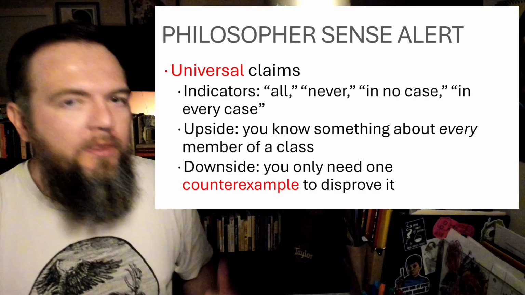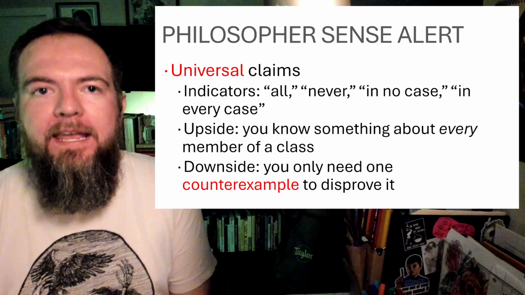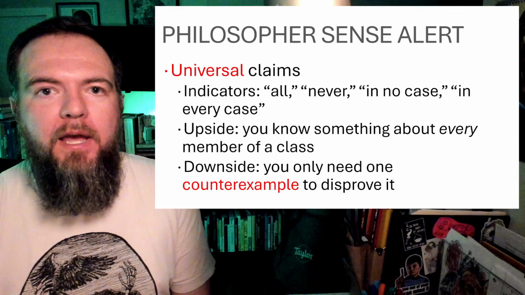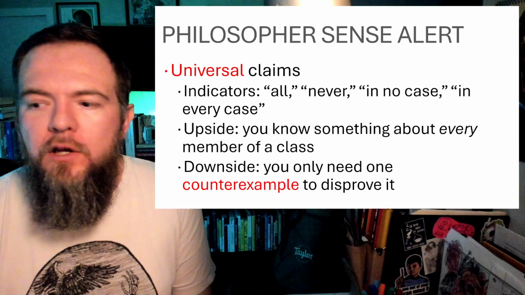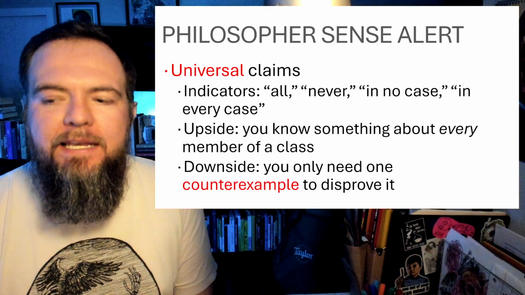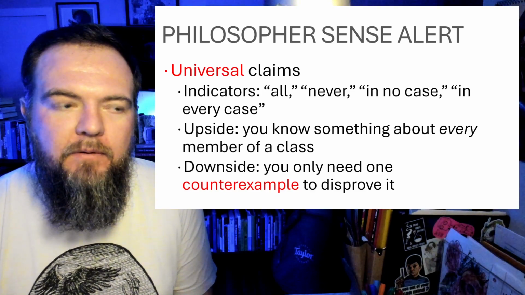That's a really big thing. That's a really cool thing. If you can make universal claims, they're super powerful. They can elucidate something that can be central to an argument. Okay? But the downside is universal claims are really easy to disprove. And they're really easy to disprove because you only need one counterexample, right?